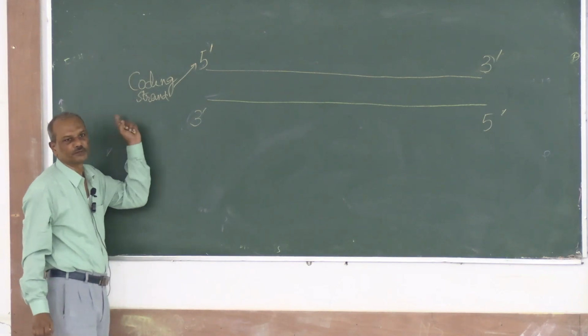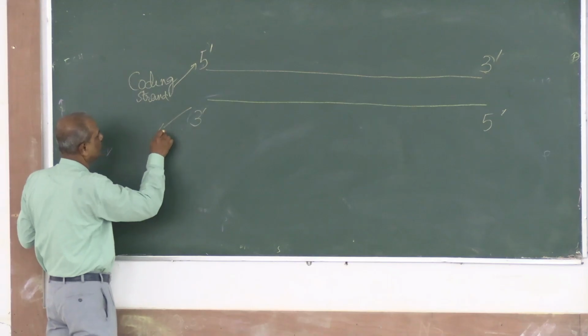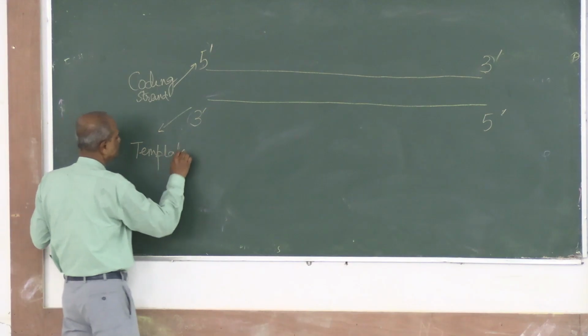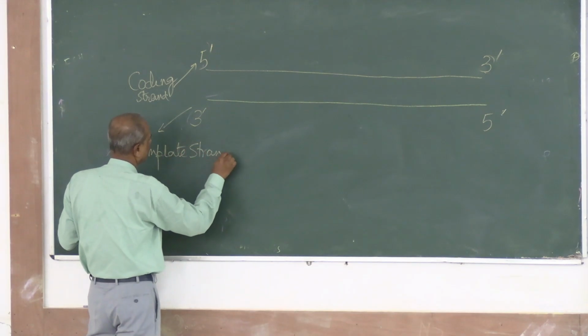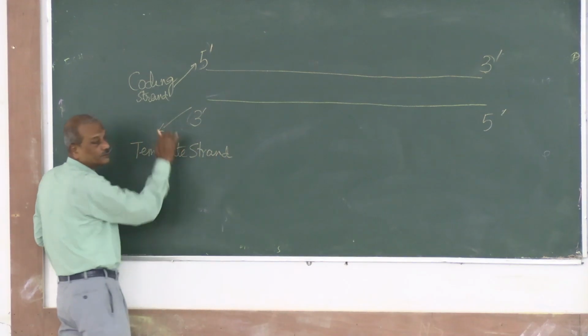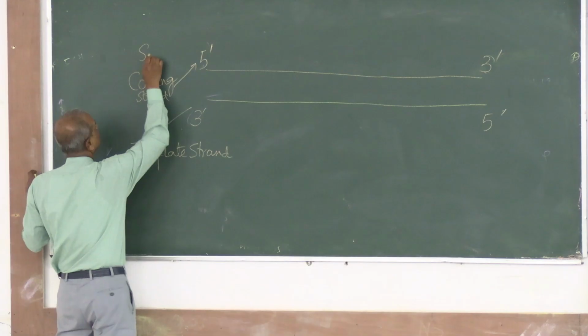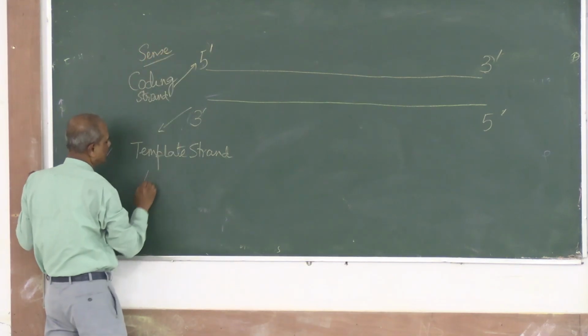Coding strand is represented from 5 prime to 3 prime, and this is called template strand. This starts from 3 prime end. This is called also a sense strand. This is an antisense strand.